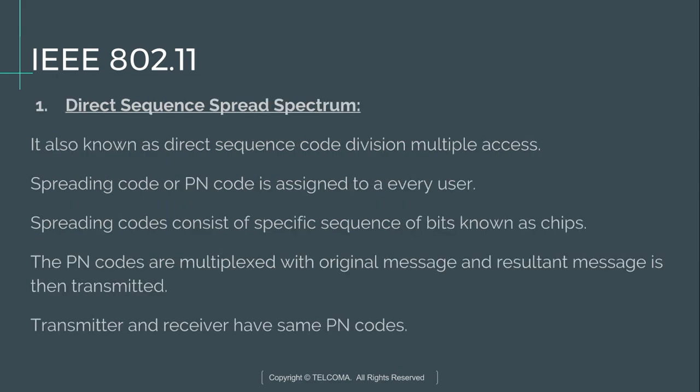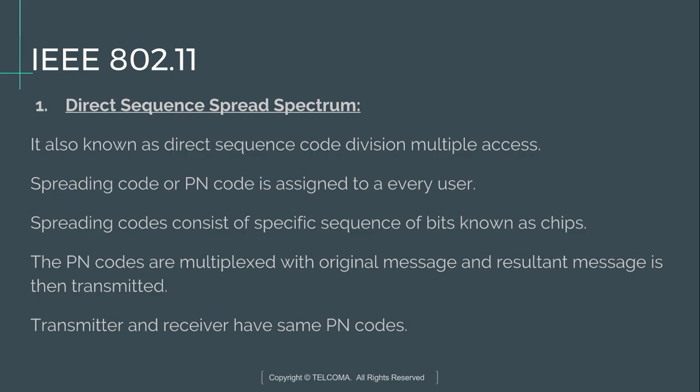First of all, the discussion about spread spectrum. Spread spectrum is where the original signals are spread over a larger bandwidth. This is done to avoid signal interference. It is also known as direct sequence code division multiple access. Here the spreading code, or PN code, pseudo random codes, are assigned to every user, so each user has different spreading codes. Spreading codes consist of a specific sequence of bits known as chips.